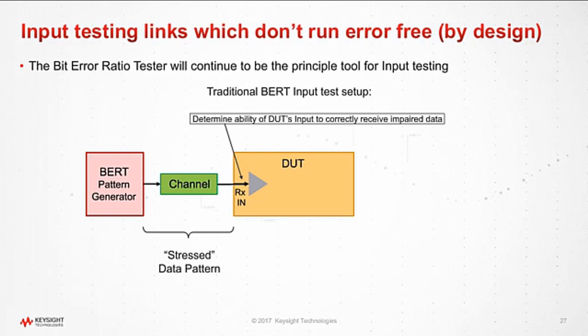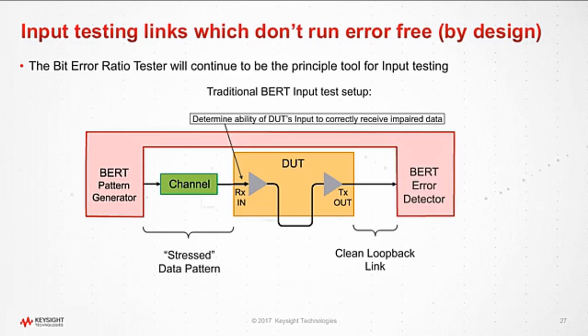Now, whether or not that receiver makes a correct decision is only known within that device. You have to get that signal out somehow to measure it. The way we do that is with loopback, because we need to get that signal back out to measure the BER. So we route the signal back through a separate transmitter in the device, and we retransmit that signal through a clean channel, a very clean link, into the error detector of the BERT. That's the other half of the BERT.